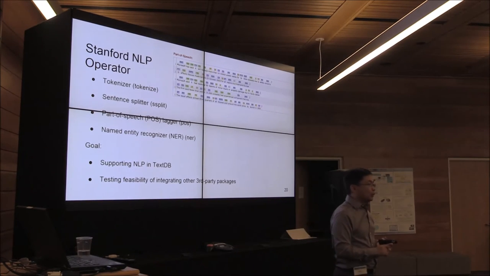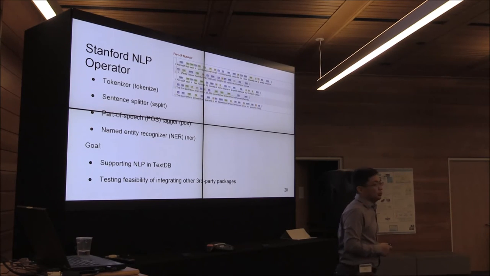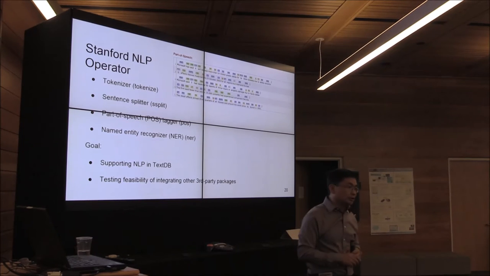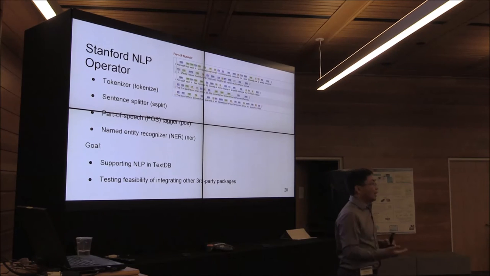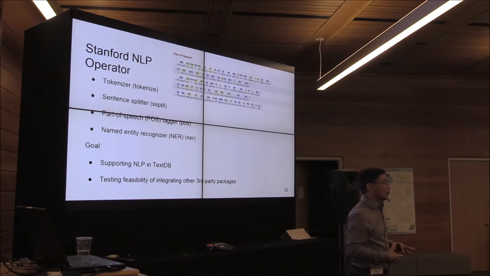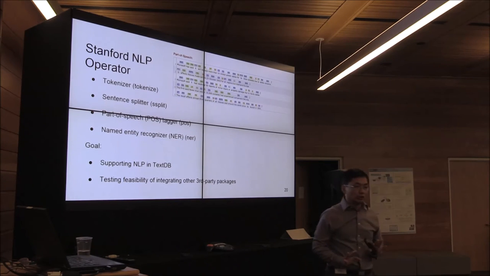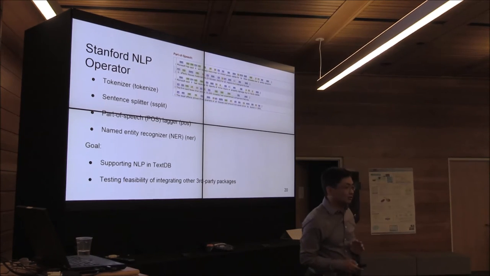The second purpose is we want to use Stanford NLP as a guinea pig, because there are many, many other open source packages available there, most of them written in Java. Weka, other libraries. We want to see how likely it is to integrate these open source libraries into this framework as operators. Okay, if we can succeed with this package, then we are more confident that we can also include other packages into our framework, as long as the license agreement is good. Okay, and we succeeded in this experiment.